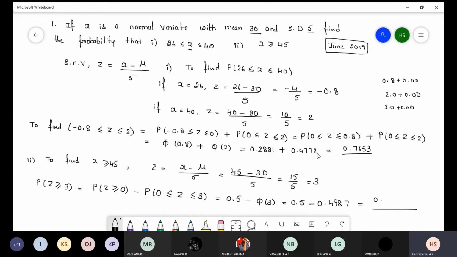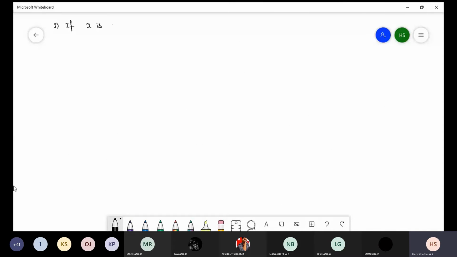0.0013. This is the solution of the second one. If x is normally distributed with mean 12 and standard deviation 4, find: first one, P of x greater than or equal to 20; second one, P of x less than or equal to 20.